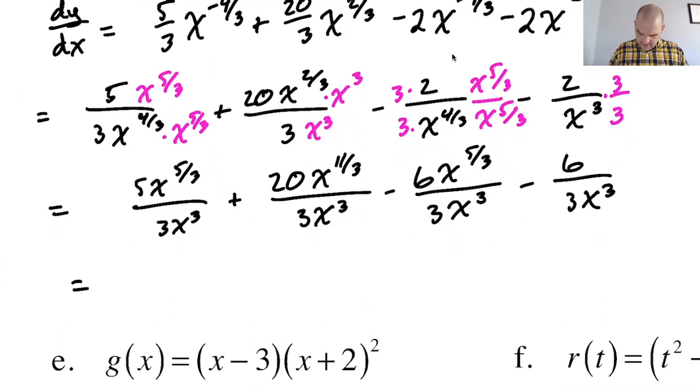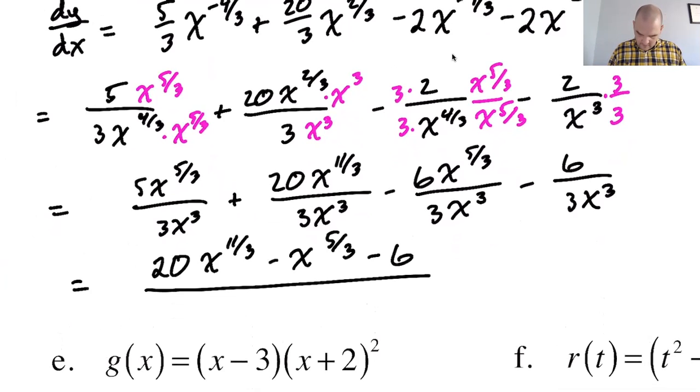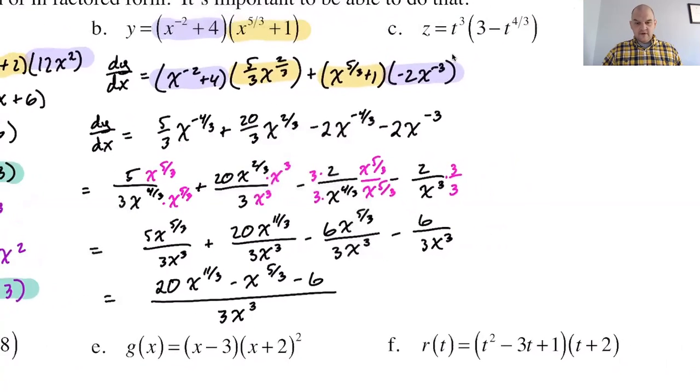So equals, all right, we'll go with the highest power, 20x to the 11/3. Then I have minus 6x to the 5/3 plus 5, so minus x to the 5/3. And if you're thinking this will be the last problem we do in this video, you're absolutely right. Minus 6 all over 3x cubed. Whew, I don't know. All right, so let's go to the calculator and let's see.